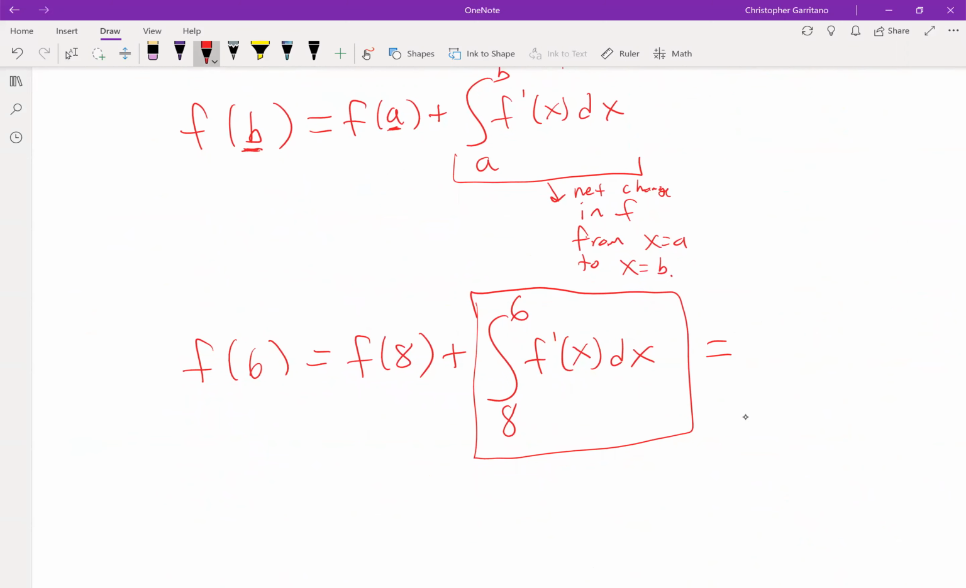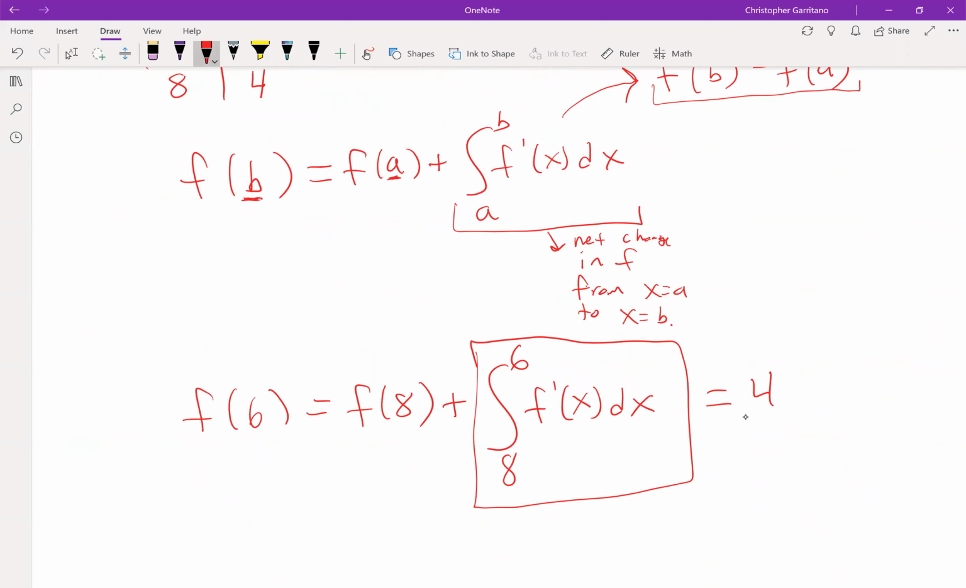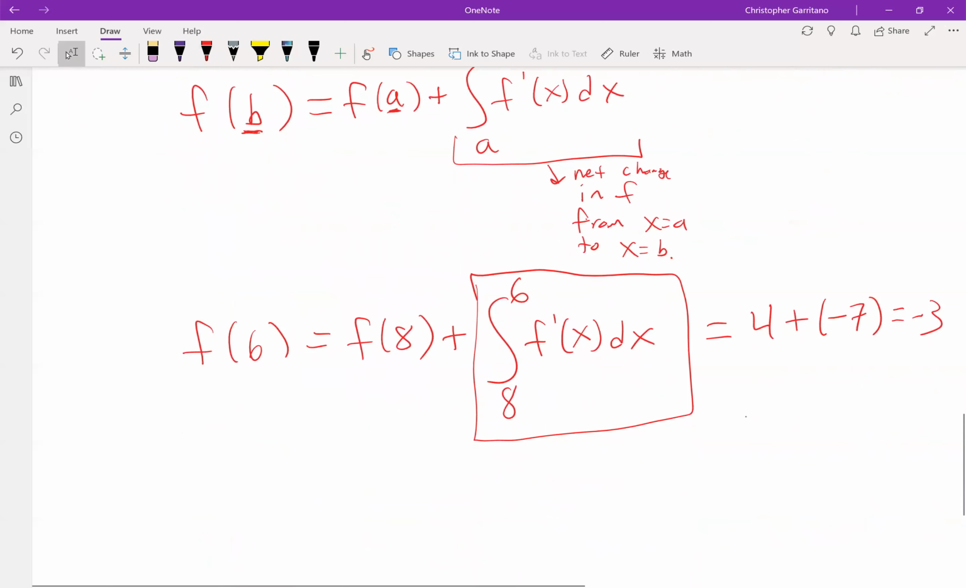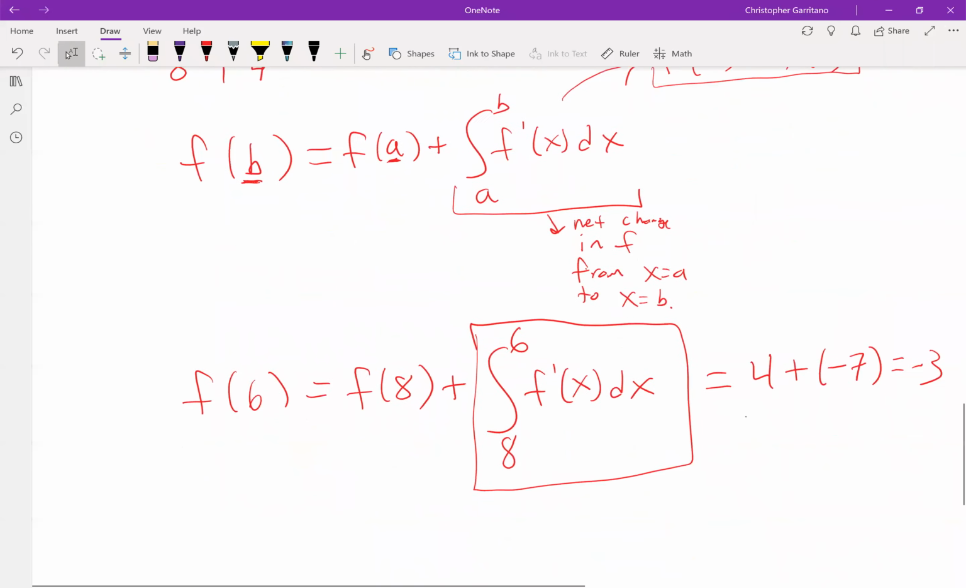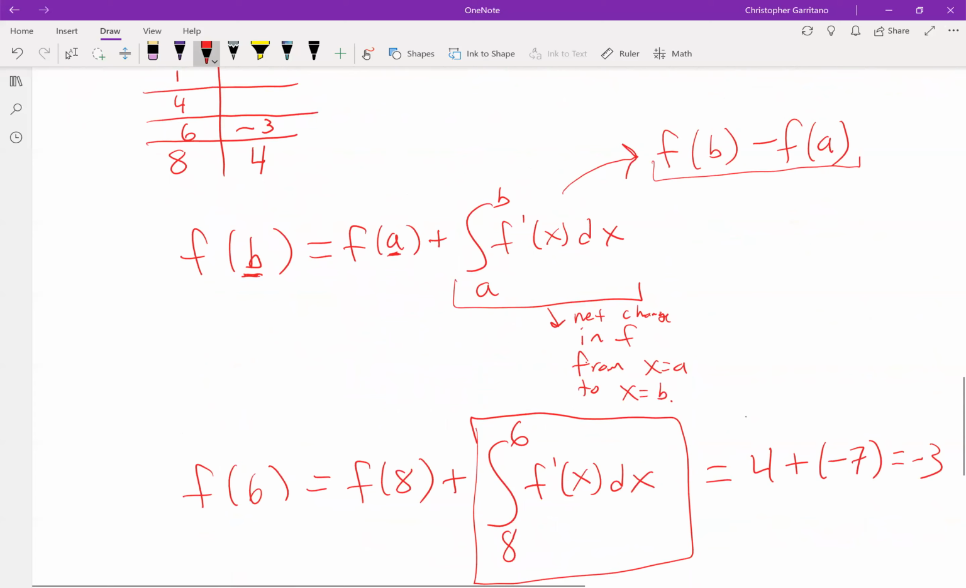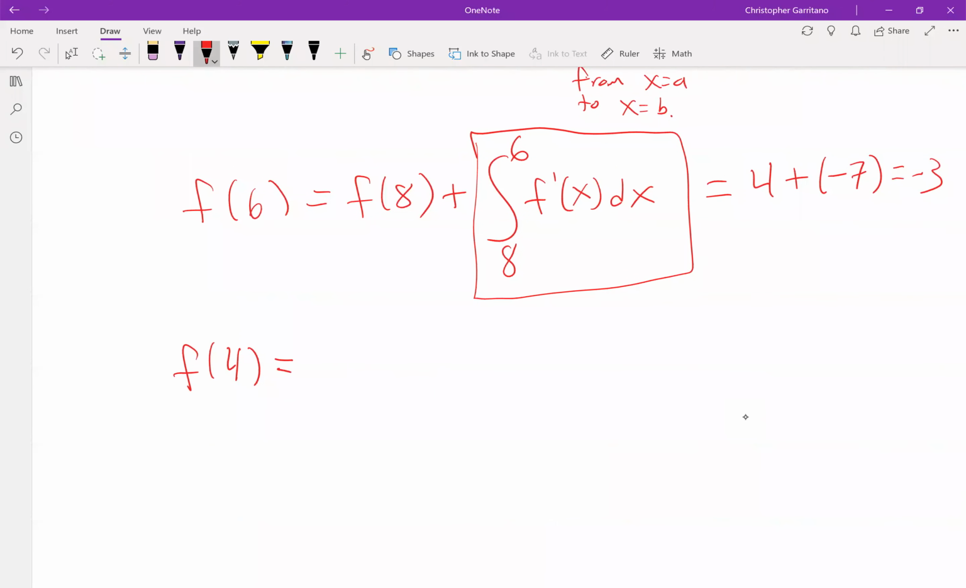All right, so this is f of 8, which is 4, plus -7, which of course is -3. Okay, so that's f of 6. Let's do f of 4. Now, the interesting thing is we now have new information. We have f of 6, so we can go ahead and start from there if we want. And to get f of 4, we take that starting point of f of 6 and we integrate from 6 to 4 of f prime of x dx.